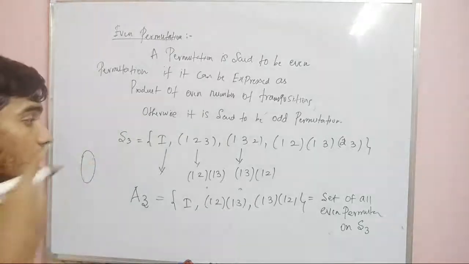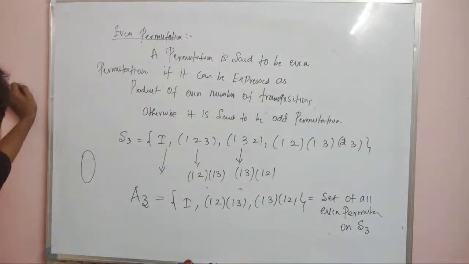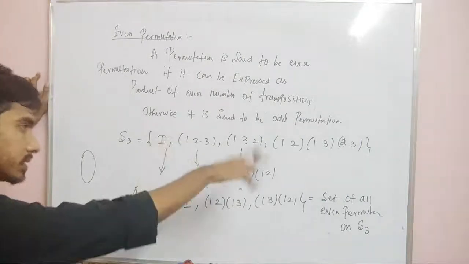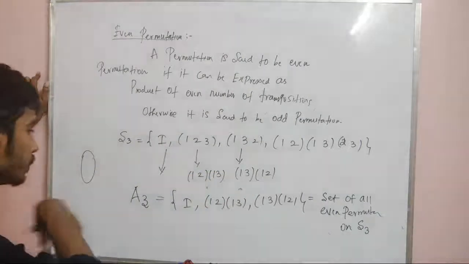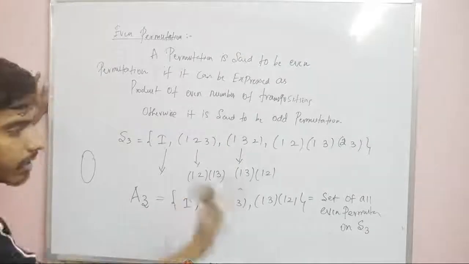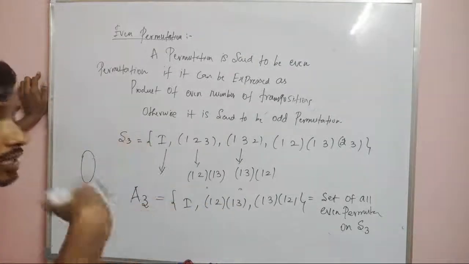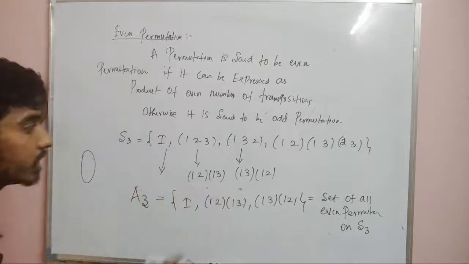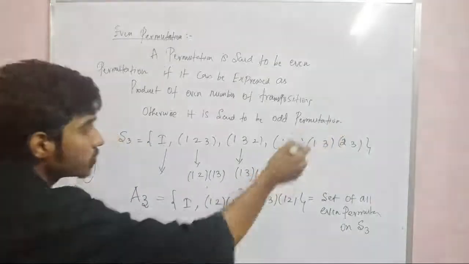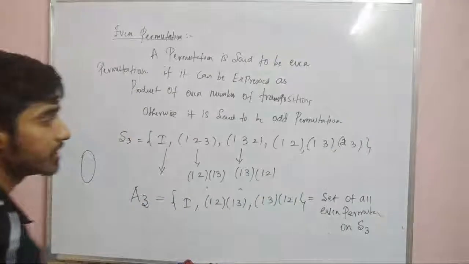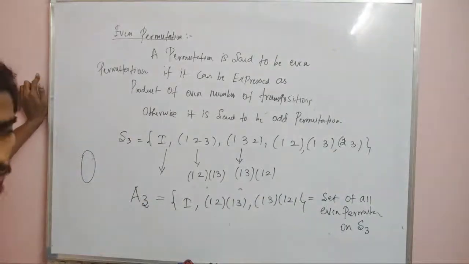The set of all odd permutations will not be a group. Why? Out of 6 elements, I have collected the elements that are even permutations. So we have 3 elements here. We have another 3 elements which are not even, so these 3 are odd permutations. So the set of all odd permutations is not a group.